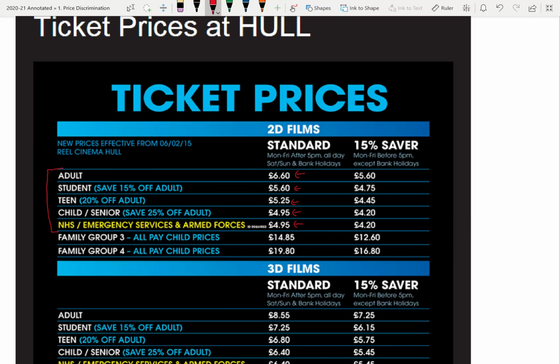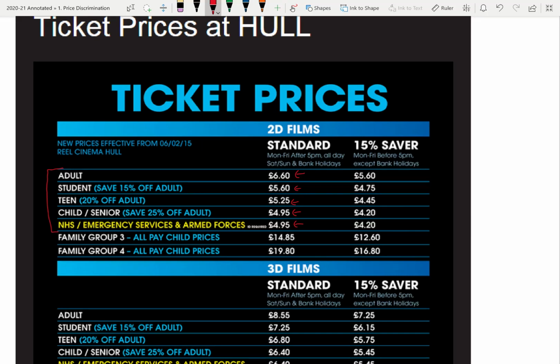What type of price discrimination is this? So you might have heard of the different types of price discrimination. They're usually referred to as first, second, and third degree price discrimination. So this would be an example of third degree price discrimination, discrimination by some indicator.